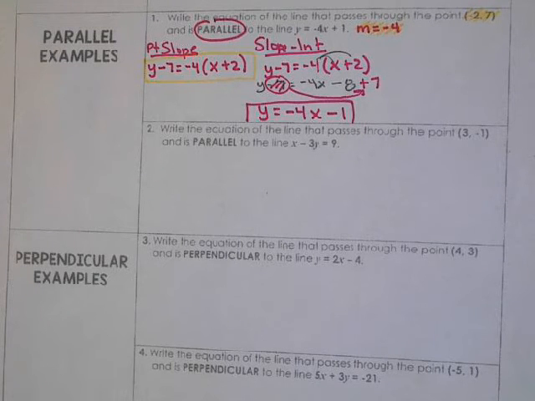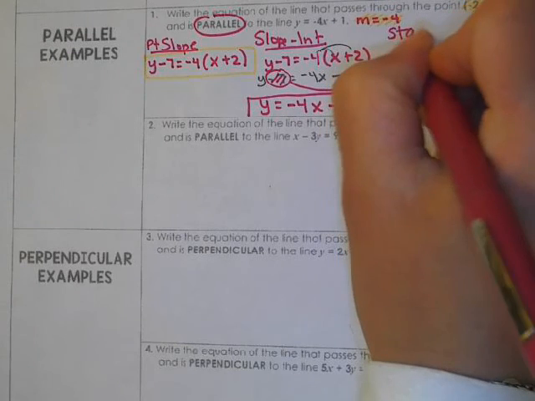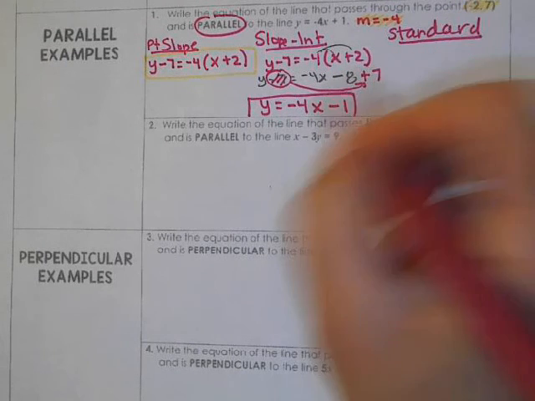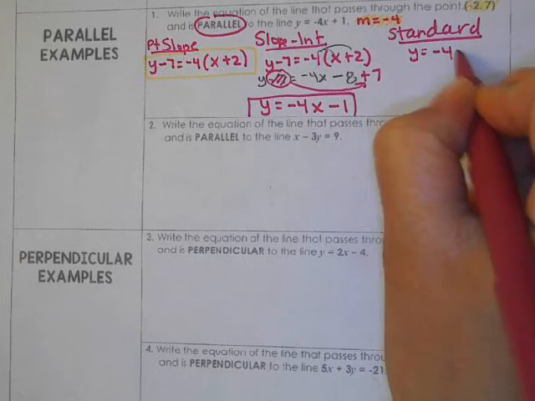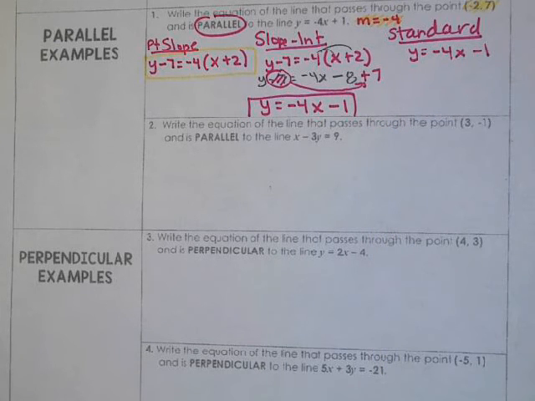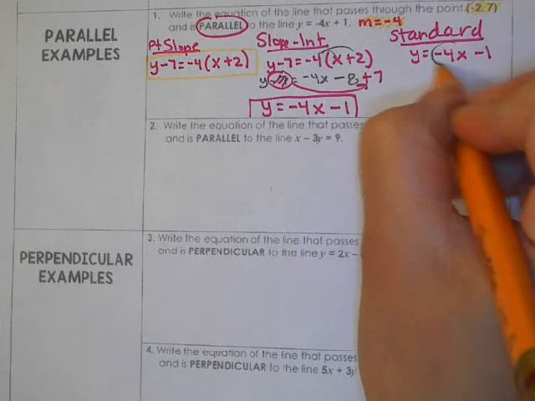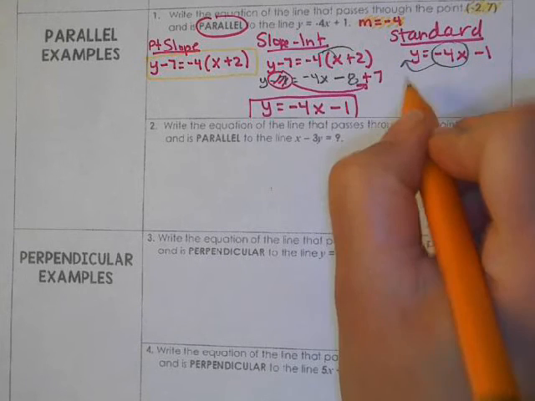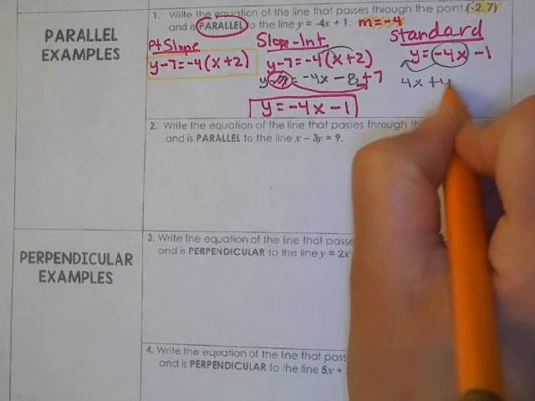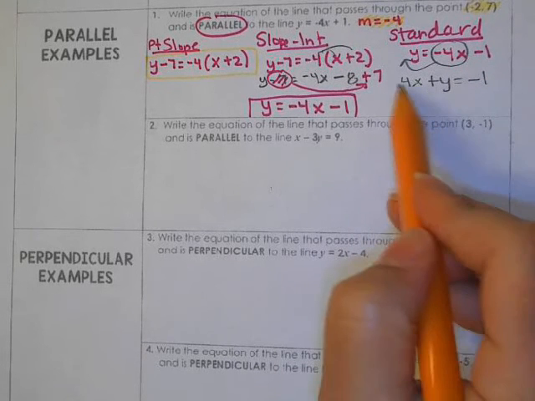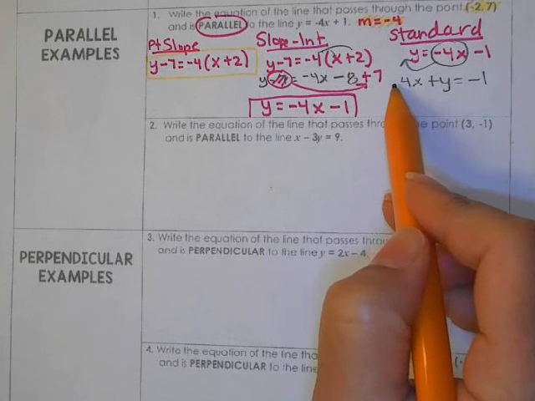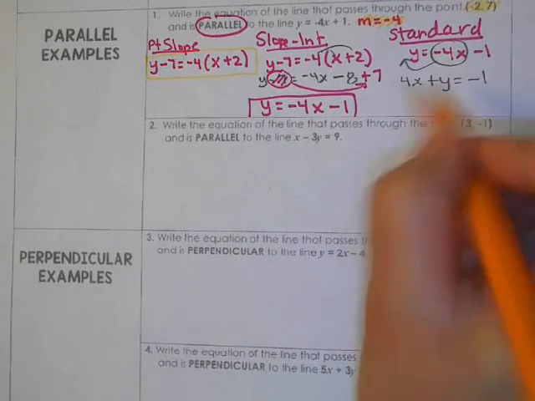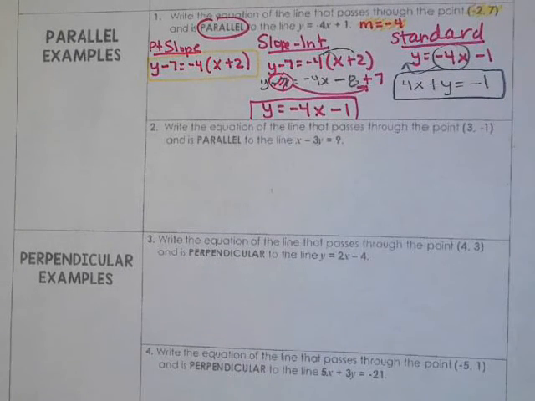And last but not least, you're going to put your answer in standard form. That's the new part. So I'm going to take this one, and standard form means that the x and the y have to be together. So move this guy over by changing the sign, so he'll become +4x plus the y is equal to -1. Check your x. Do I have a negative? No, so I'm good. Do I have a fraction? No, so I'm good. And that is the answer there.